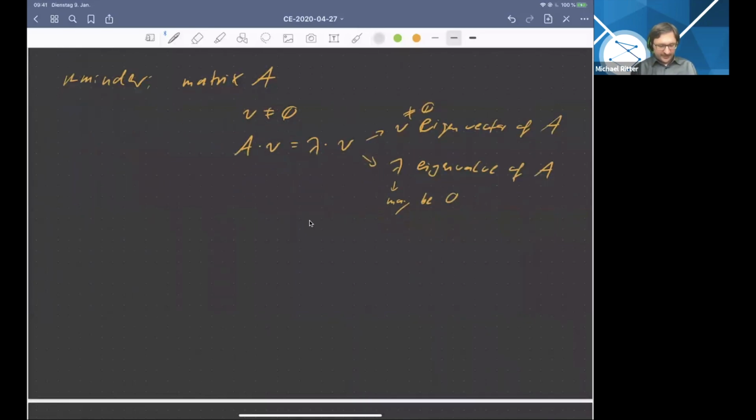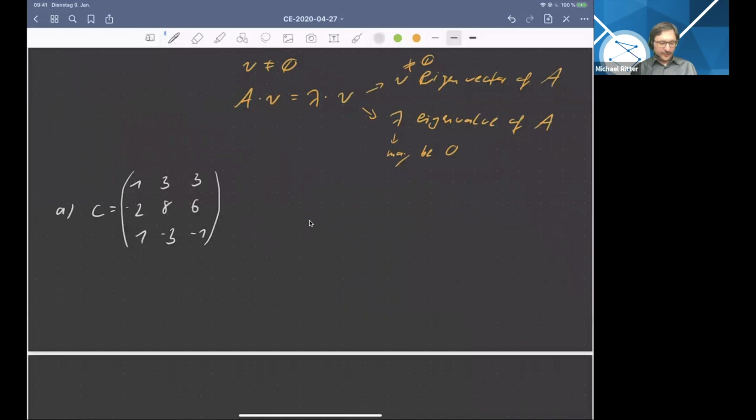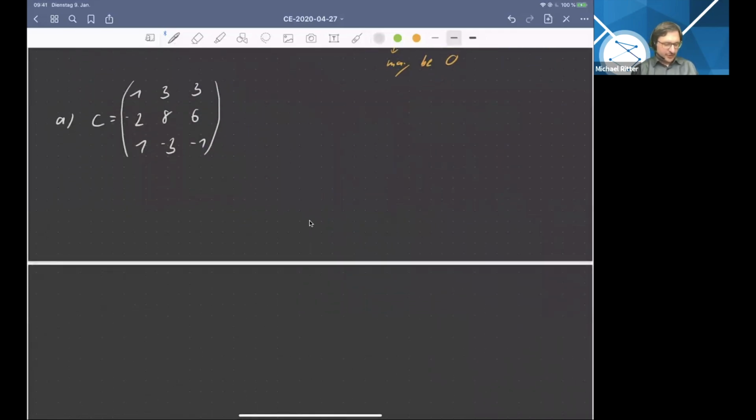And we are determining their corresponding eigenvalues if they are eigenvectors. So let's start with part A. The matrix that we have here is given by 1, 3, 3, minus 2, 8, 6, 1, minus 3, minus 1. Now we have to check the vectors v1, v2, v3 for being eigenvectors or not. So what we do is we just compute C times v1, C times v2, C times v3, and then see what the result is. So for C times v1, let's have a look at that.